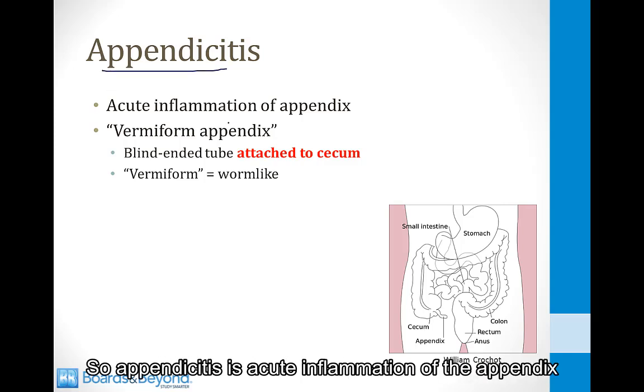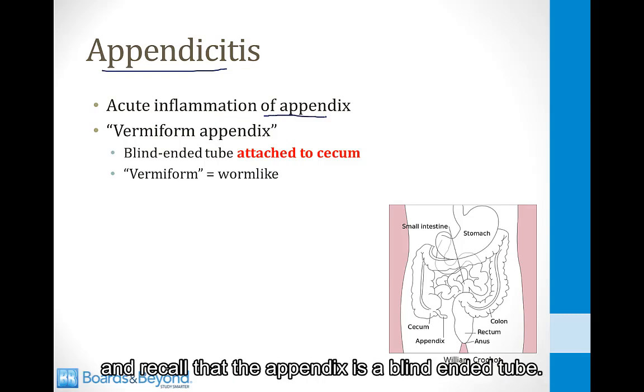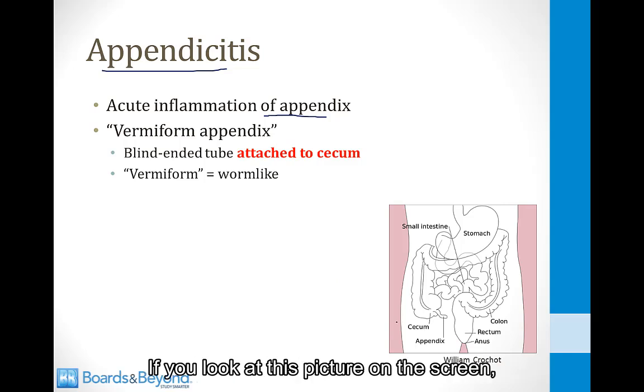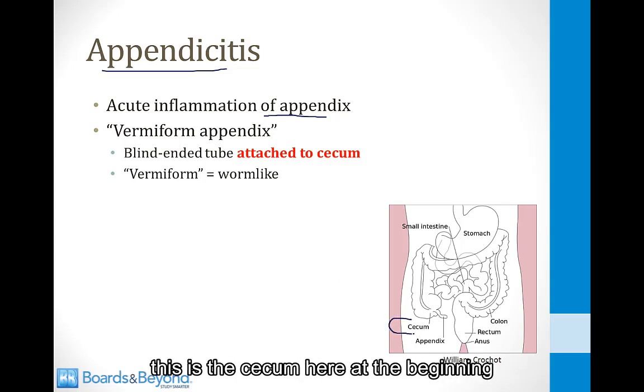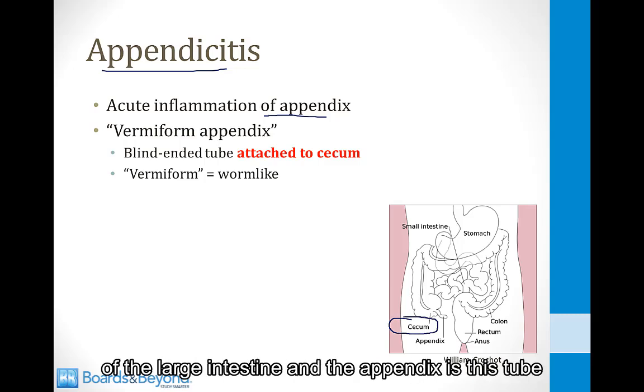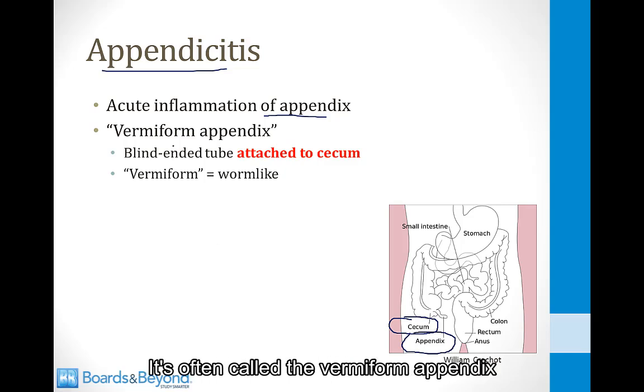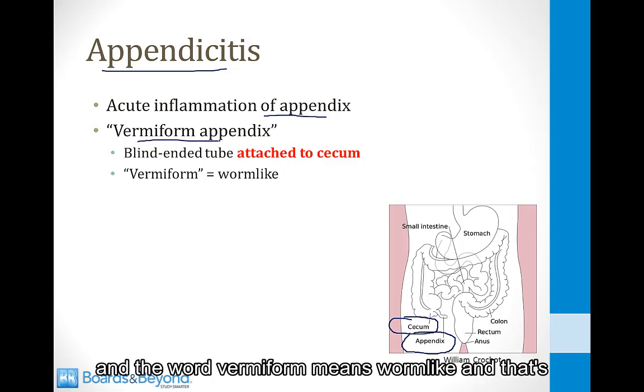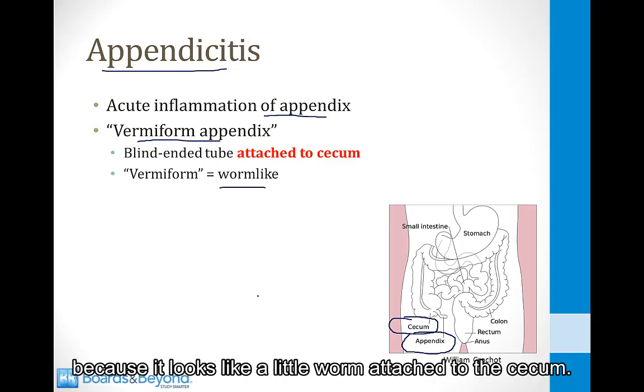So appendicitis is acute inflammation of the appendix, and recall that the appendix is a blind-ended tube that's attached to the cecum. If you look at this picture on the screen, this is the cecum here at the beginning of the large intestine, and the appendix is this tube that comes off the cecum. It's often called the vermiform appendix. And the word vermiform means worm-like, and that's because it looks like a little worm attached to the cecum.